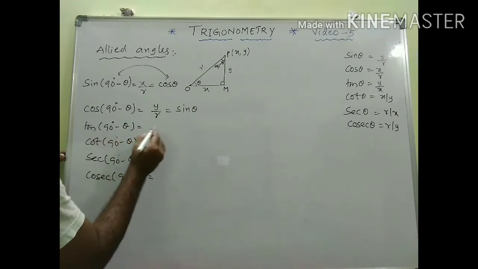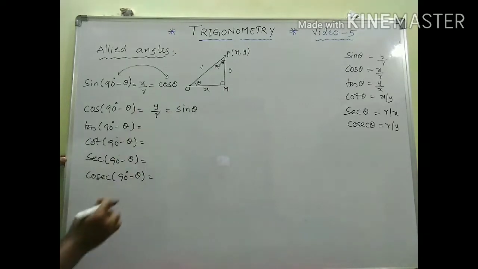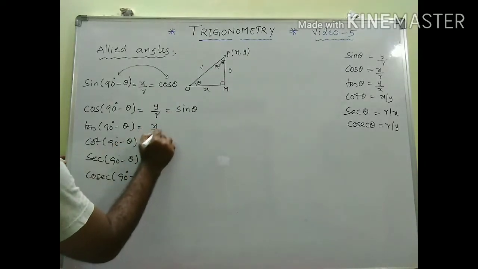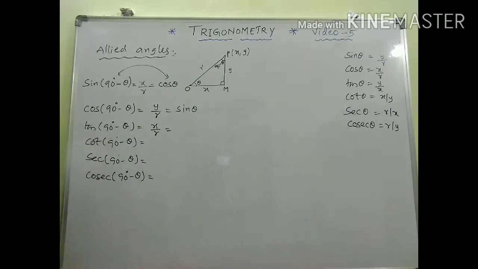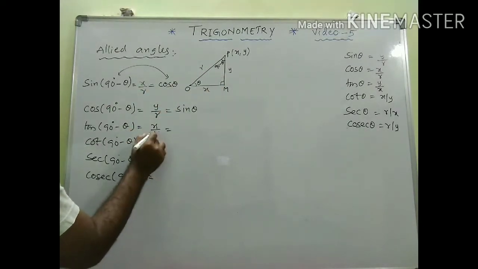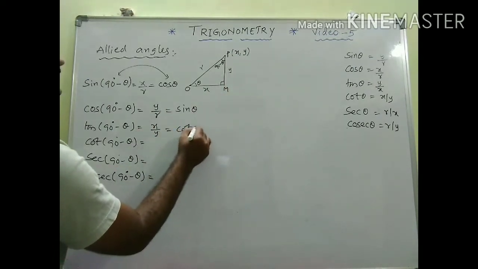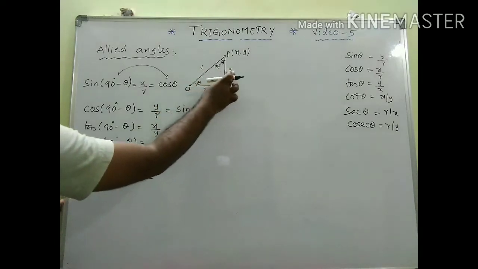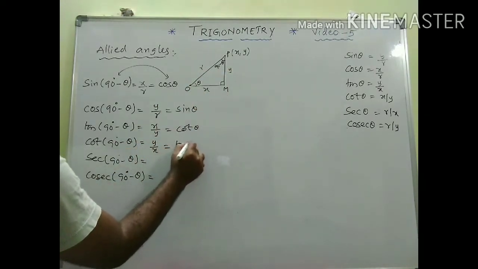Next, tan of 90 minus theta is opposite by adjacent, which is x by r. So what is x by r? Not x by r, no, x by y. The adjacent side is y, so x by y. From that, x by y is nothing but cot theta. So tan of 90 minus theta is cot theta. And cot of 90 minus theta is y by x, and y by x is nothing but tan theta.